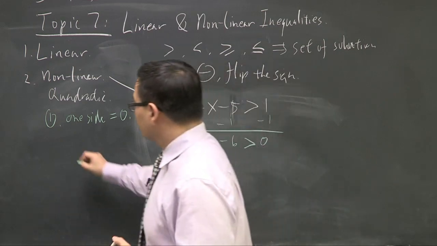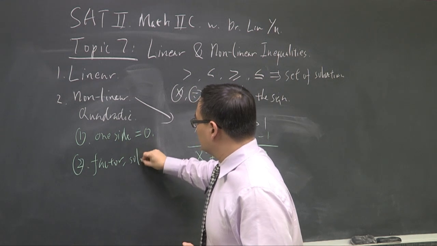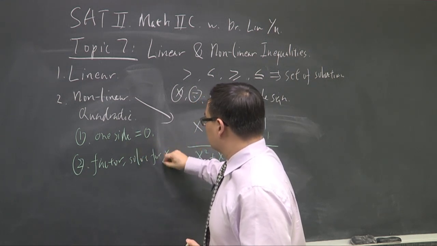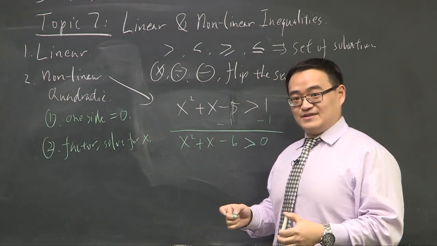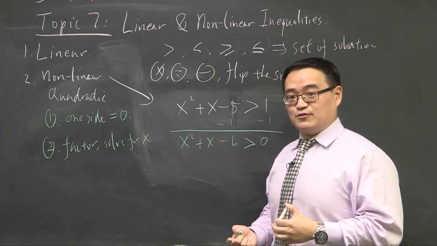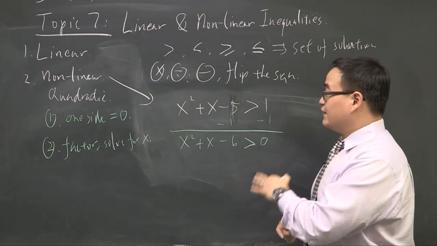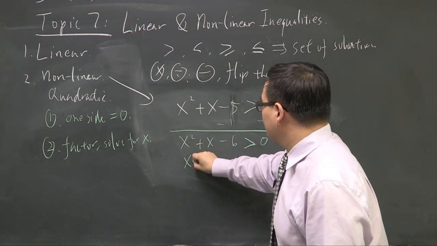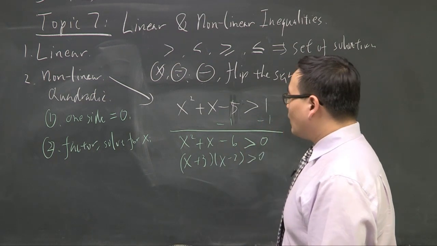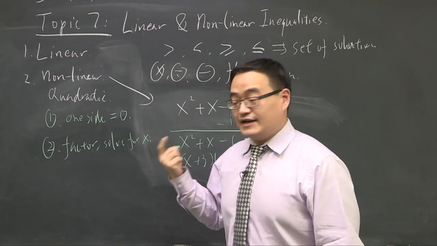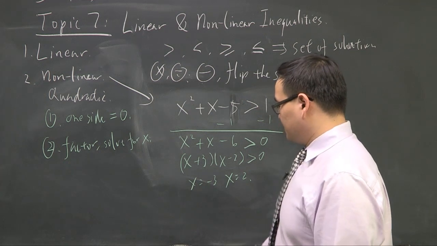Number 2. Factor and solve for x. All the problems on your SAT will be factorable if they expect you to do this by hand, unless you can use your calculator. If we can factor, how do I factor this? x plus 3, x minus 2 is greater than 0. Well, solve for x, pretend it's actually an equality. So x will be negative 3, x will be 2.